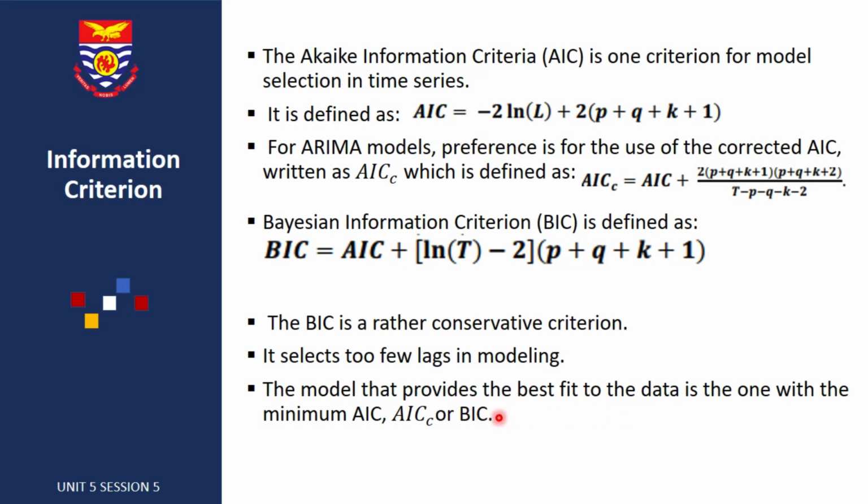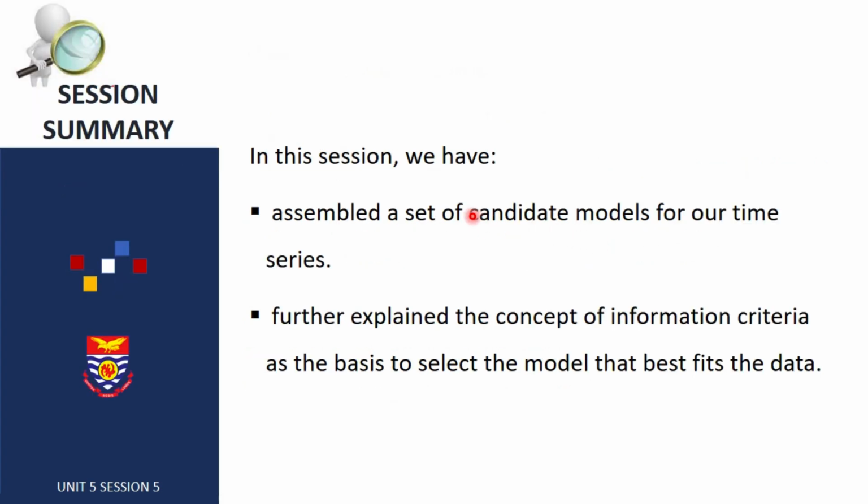In assessing your model using the information criterion, you have to choose the least information criterion, that is the AIC, AICc, or the BIC. The one with the least value should be selected. In this session, we have assembled a set of candidate models for our time series, and we have further explained the concept of information criterion as a basis to select the model that best fits the dataset. We continue with the next session.